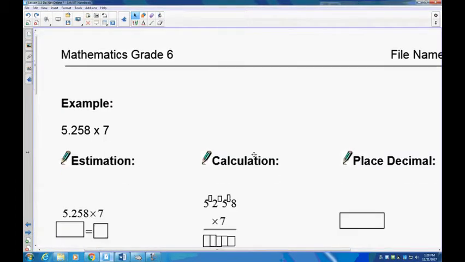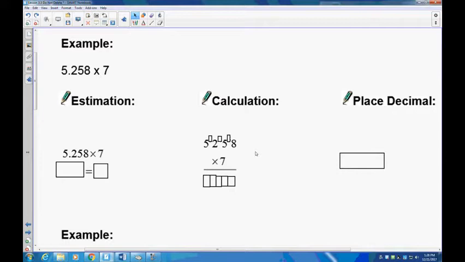All right, let's move to the second example here. This time I'd like you to try it, so pause the recording, and I'd like you to try this multiplication. All right, so let's start out with our estimation. I have 5.258 times 7, so I'm going to round this off to 5, and I'm going to multiply that by the 7. Well, 5 times 7 gives me 35. So I know that my final calculation has to be around 35.